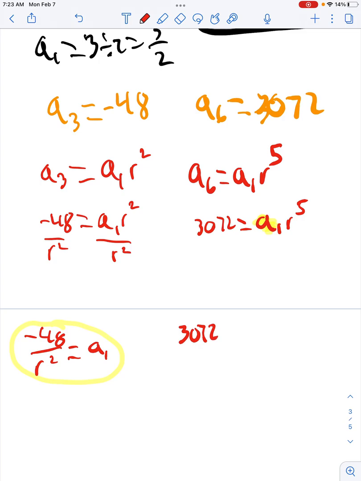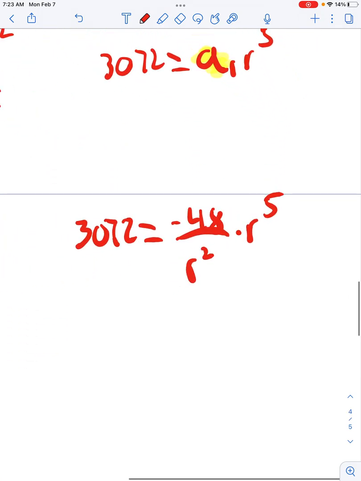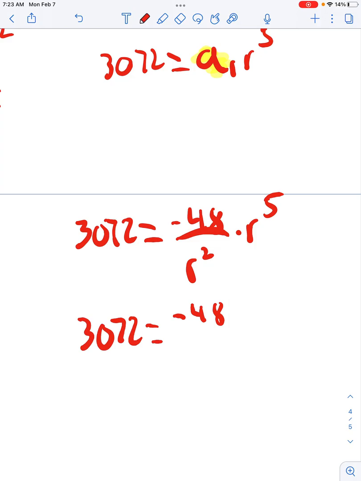So I'm going to be left with 3072 equals negative 48 over r squared, and then that's going to be multiplied by r to the 5th. Remember your exponent rules. R to the 5th over r squared. Those are going to simplify and cancel out. 5 minus 2 is 3, so I'm left with r to the 3rd on top. And now I'm just going to simplify.